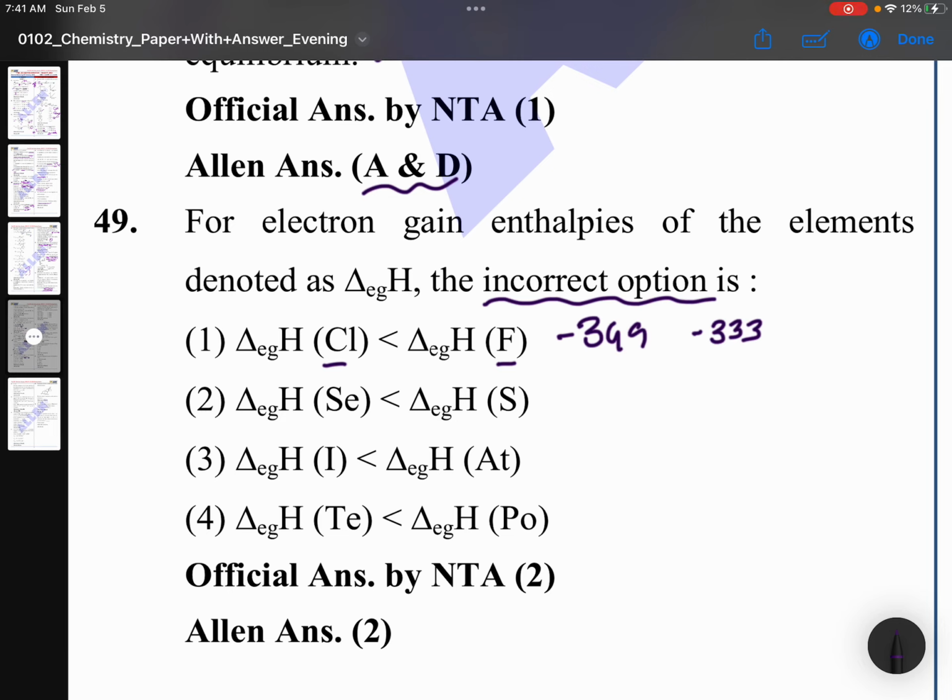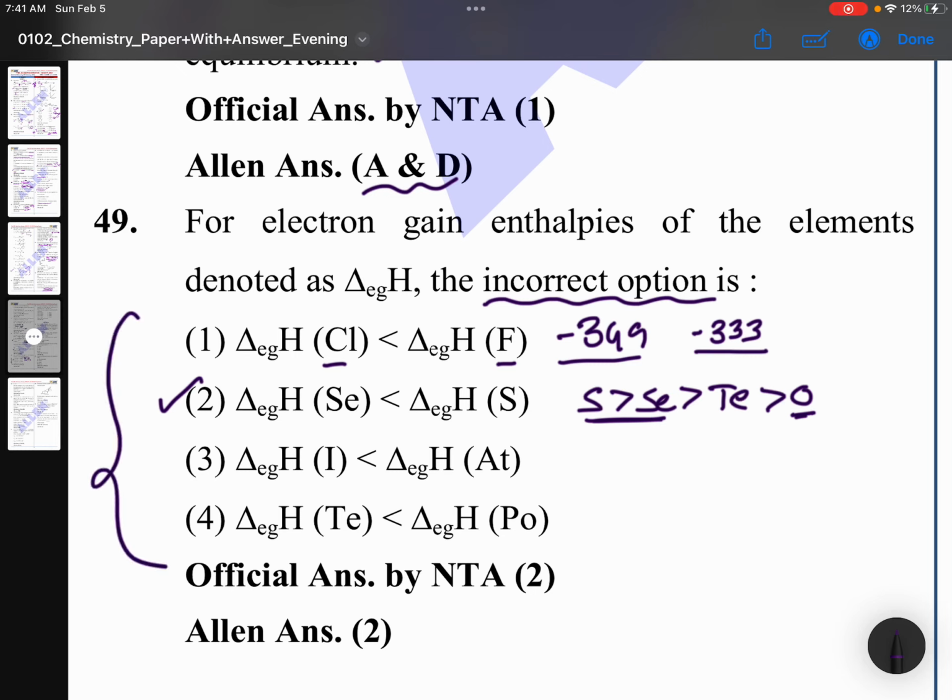Now this is not acceptable. And in the group of sulfur, selenium, tellurium, polonium, and oxygen, oxygen will be least. So sulfur is greater than selenium. So this will be right actually, not incorrect. Remaining all options are right. If you are considering minus 349 is a smaller value and minus 333 is a bigger value, then there is no sense. In chemistry, minus indicates only release of energy. This question must be given grace score.